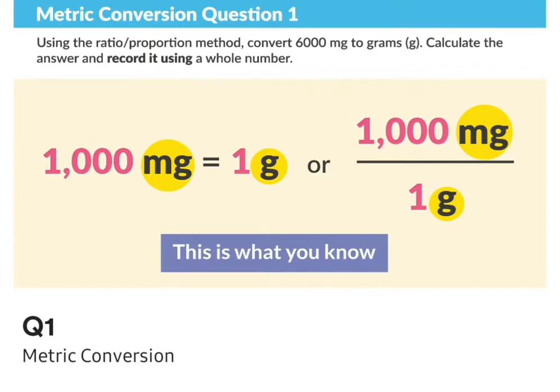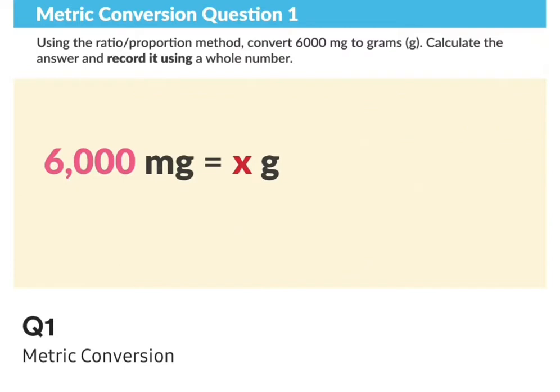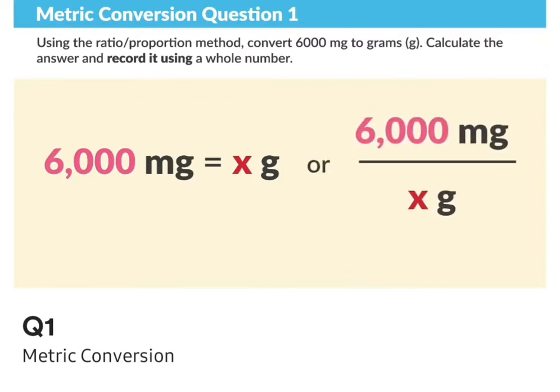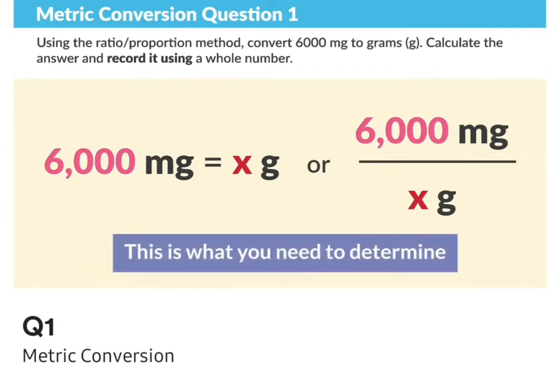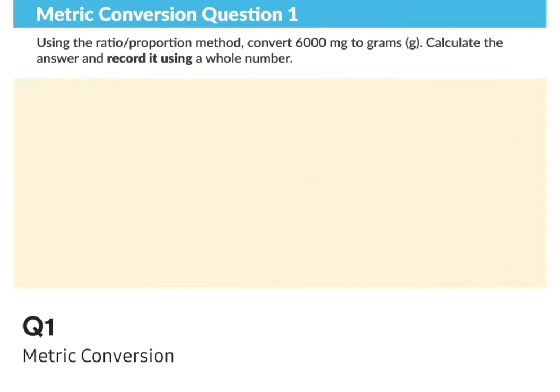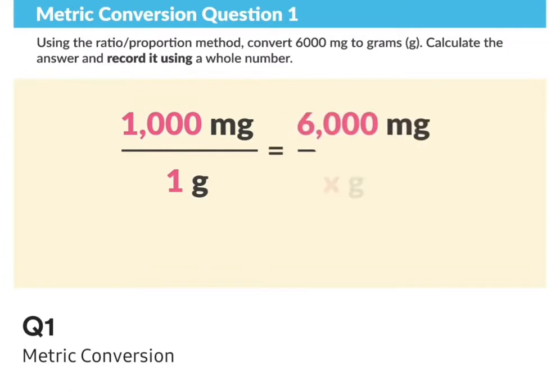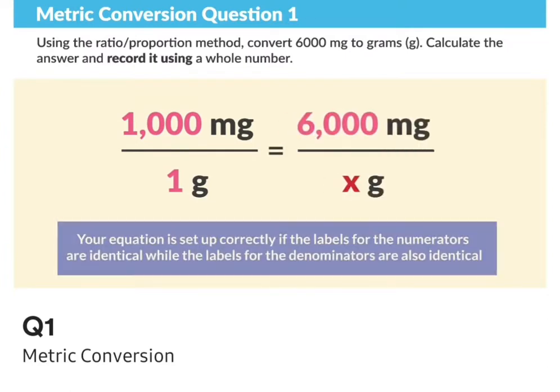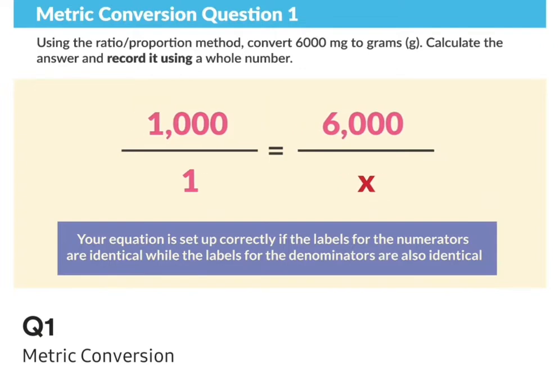Now, what are you trying to calculate for? Well, we're trying to calculate for 6,000 milligrams for X grams, or 6,000 milligrams over X grams. This is what you need to determine. So place what you know on one side and what you're trying to determine on the other side here. So 1,000 milligrams over 1 gram and 6,000 milligrams over X grams. Your equation is set up correctly if the labels for the numerators are identical while the labels of the denominators are also identical. Now drop the labels here.